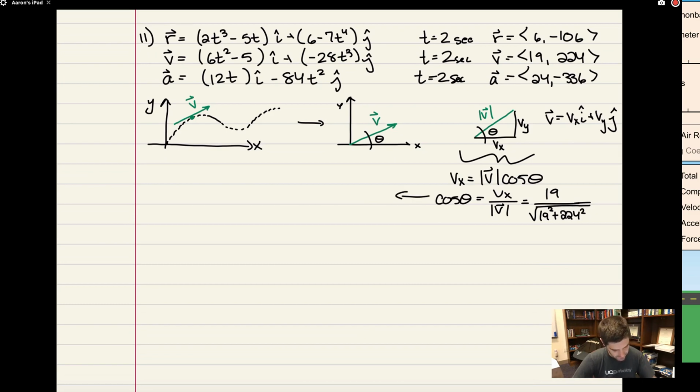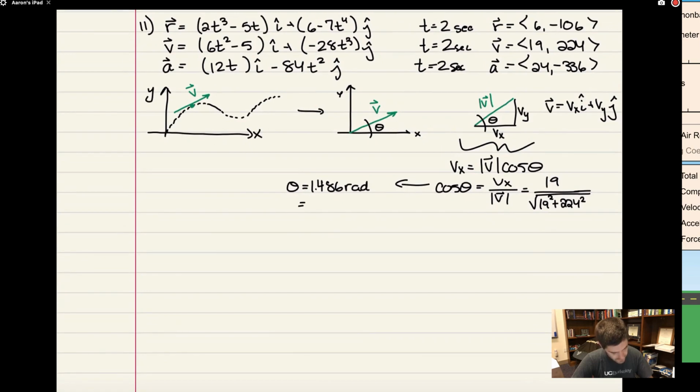You could take, with your calculator, the inverse cosine of that number to get an angle, and I get 1.486 radians. Or multiplying by 180 and dividing by pi is 85.2 degrees. Which, if you look at the velocity vector, makes sense that it should be something close to 90. It's going horizontally over only 19, but then it's shooting up 224.